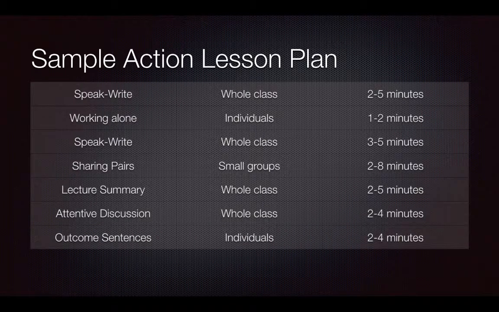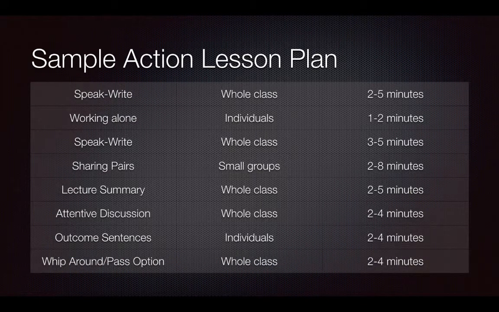The next segment would be outcome sentences. Ask the students to look over their notes or the lesson as a whole and make a note of the key things they learned. It might be something like, I learned that I need to line my numbers up carefully when I do long division. Or it could be a note of other questions they still have.